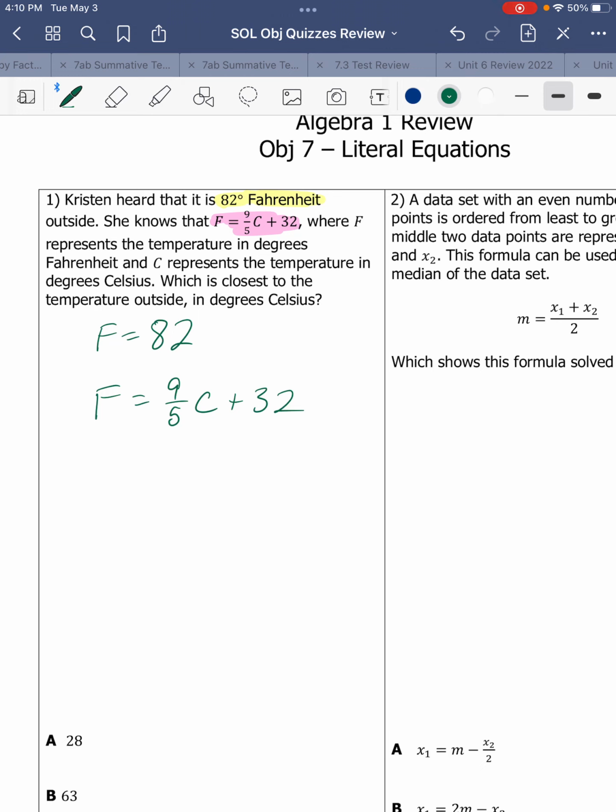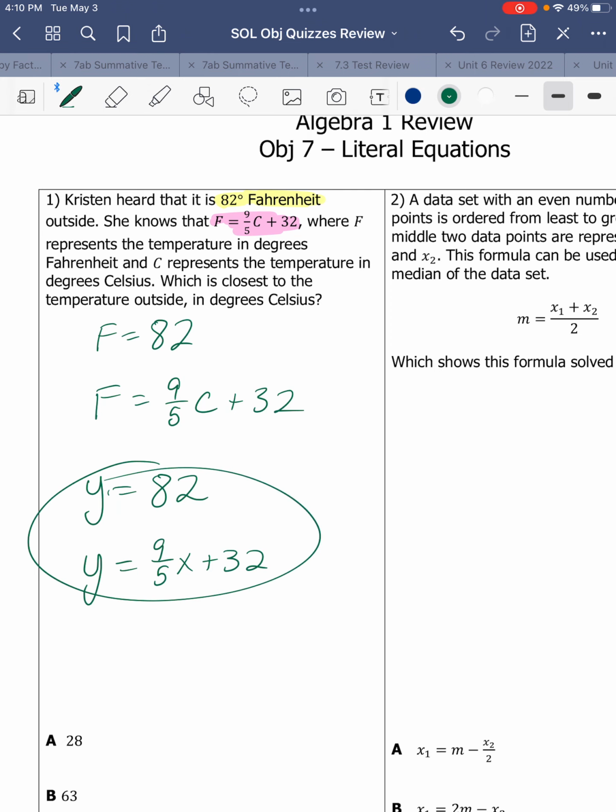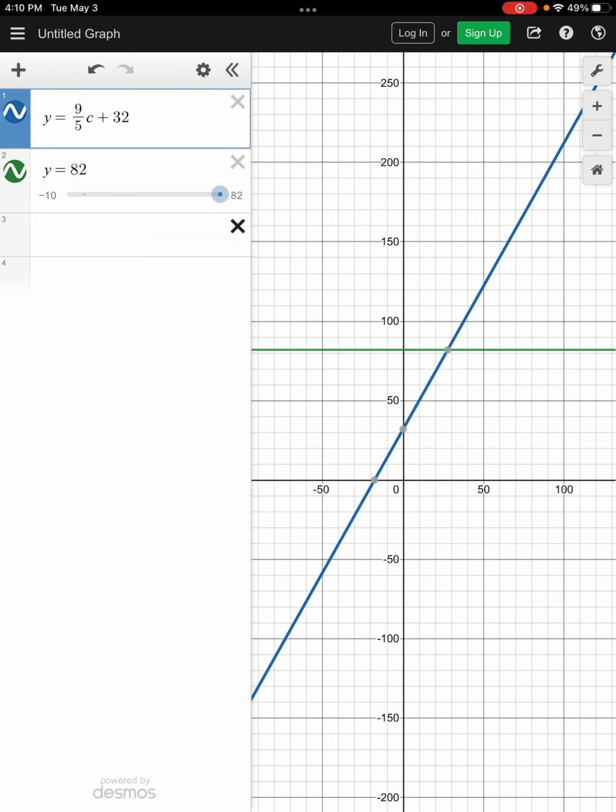So ultimately you're setting each equal, you're going to put 82 in for F. That doesn't really work on Desmos. So what I would have you do, instead of F, I would just change it to Y. So Y equals 82 and Y equals 9/5 X plus 32. When we do this, we'll put it in Desmos and we'll find the intersections, because now we have two different equations. Anytime you have two equations that you're putting into Desmos, oh, it was already on there.